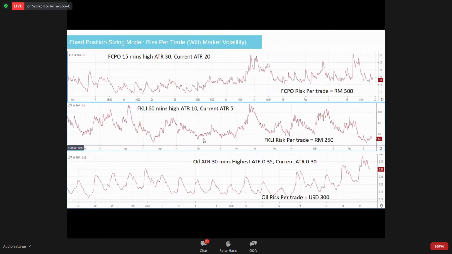Okay, so this is the indicator that I'm going to tell you. It's not new, it's the average true range, ATR, and the parameter is 14 by default. So here I'm showing you three markets. We have FCPO, FKLI, and oil here. The difference is the time frame. The FCPO is 15 minutes, the FKLI is 60 minutes, and the oil is 30 minutes.